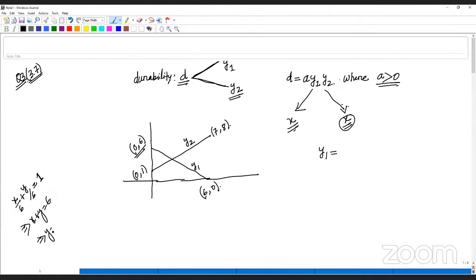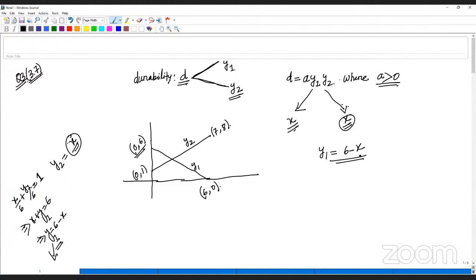That means y equals that. I'm writing y1 because we are computing y1. So y1 is 6 minus x, because it's a function of x. y1 is a function of x and y2 is also a function of x. So you can change this, and you will get something in terms of x. So now you know y1 is 6 minus x, right?